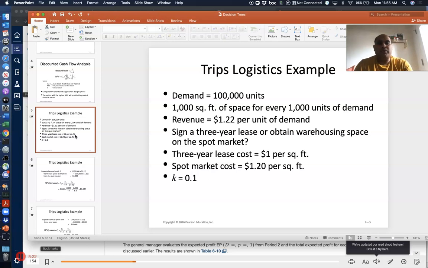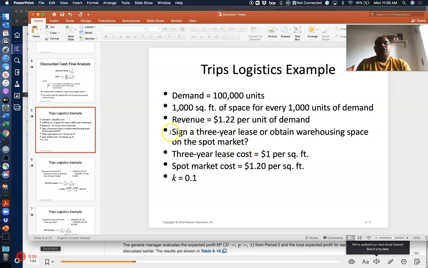You have demand for 100,000 units and you need 1,000 square foot of space for every 1,000 units of demand, which means approximately every unit of demand you need 1 square foot of space. Now this is not always the case. You might have different square footage requirements, but in this problem that is the case. Now the revenue is $1.22 per unit of demand. That is, every time you sell this item, this widget or whatever you're selling, you're going to make $1.22. So we have two options here, and we're going to evaluate these two options.